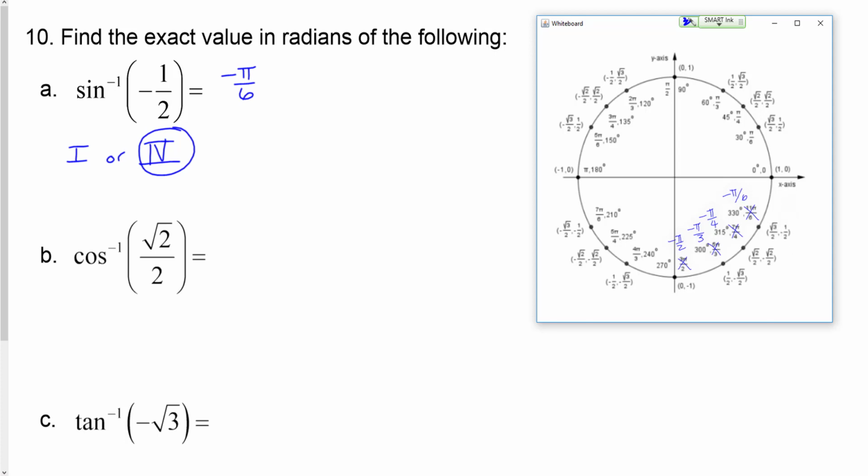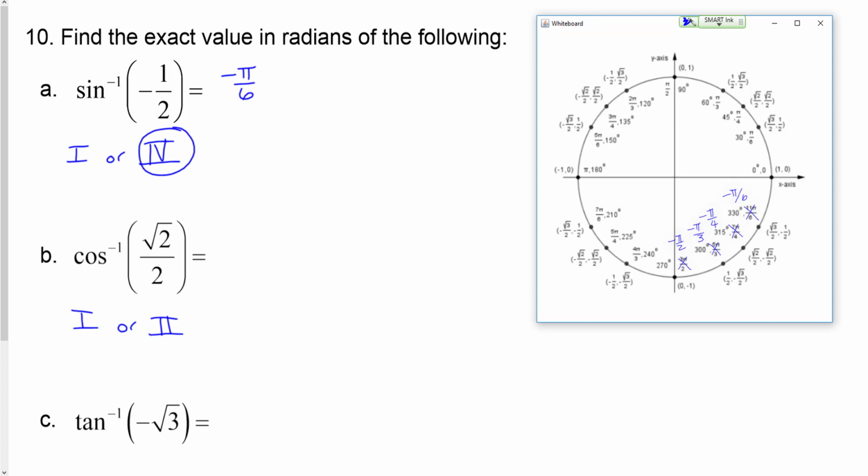Okay, now the next one, for B, the cosine of the arc cosine of square root of 2 divided by 2. So cosine, we answer with arc cosine in quadrants 1 or 2, because cosine could be positive in quadrant 1, but negative in quadrant 2. So we can get all the different values from those two quadrants.